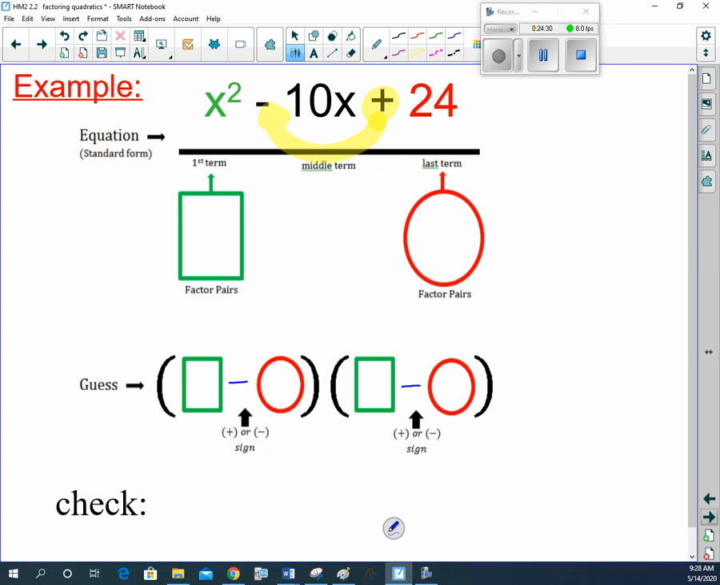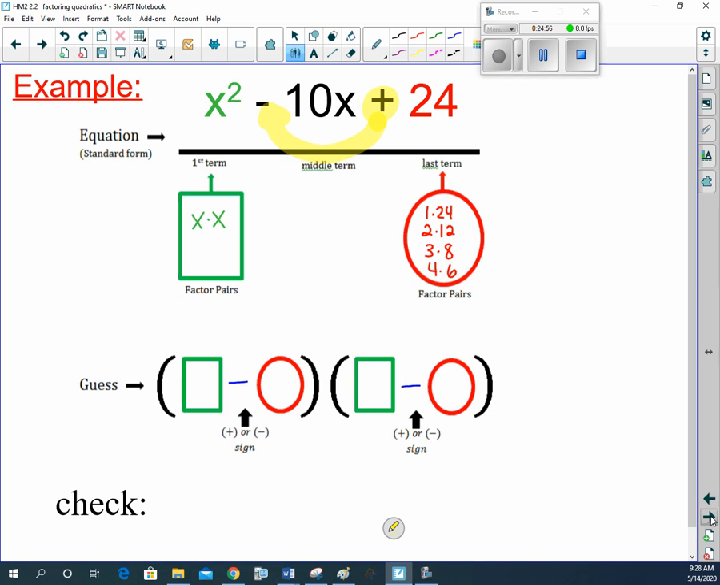Okay, so now let's see, what do we got for factor pairs here? Well, this is just an x times an x because it's 1 times 1. And then on the end, okay, we have a few more. We've got 1 times 24, 2 times 12, 3 times 8, and 4 times 6. Okay, so remember, what are we trying to do? We're trying to add to get a negative 10.